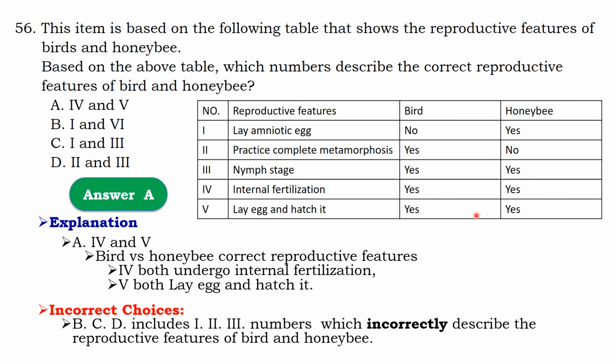Yes, both lay eggs and hatch them, that is correct for both. So the answer should be A. Birds and honeybee reproductive features: number 4 and 5 are correct. Number 4, both undergo internal fertilization; number 5, both lay eggs and hatch them. So the answer should be A. The other options B, C, D include Roman numbers 1, 2 and 3, which incorrectly describe the reproductive features of birds and honeybee. So the answer should be A.